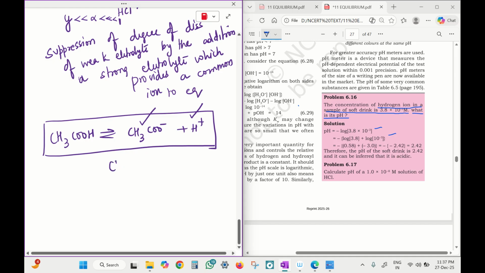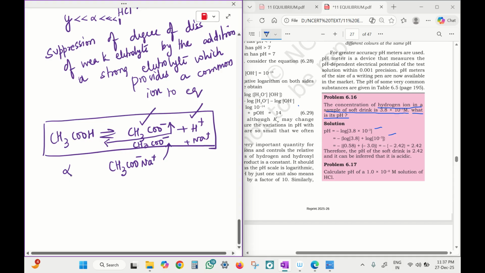So, let me take another example. Let me add sodium acetate. When I add sodium acetate, this time it produces CH3COO minus and Na plus. This seems to be the common ion. Suddenly the equilibrium will feel that the concentration of acetate has gone up. This will prompt the reaction to go in the backward direction.